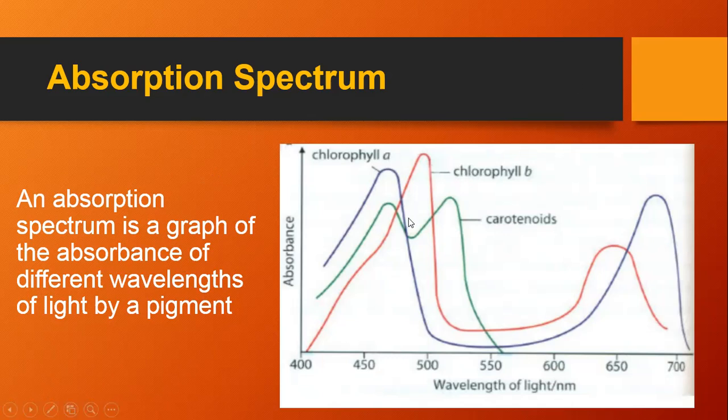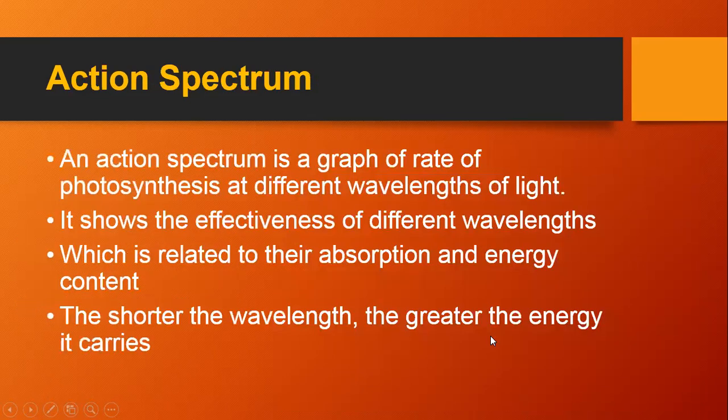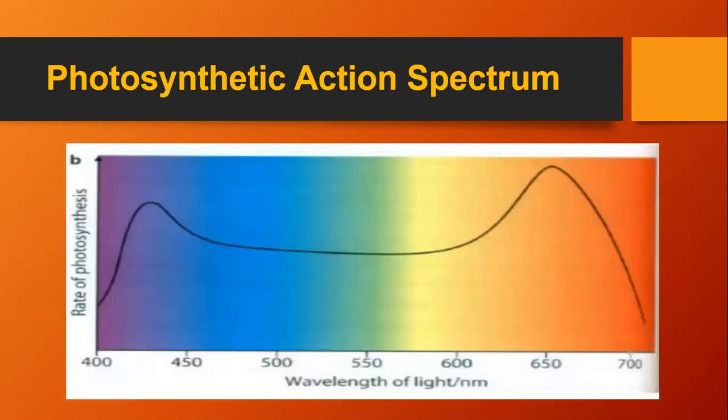We can see over here at which wavelength of light they are going to have the maximum absorption of light, and at which wavelength they are going to have the minimum absorption. Okay, then we come to the action spectrum. Now once again, action spectrum is also a graph. Like if we look at this, you can see this is a graph.